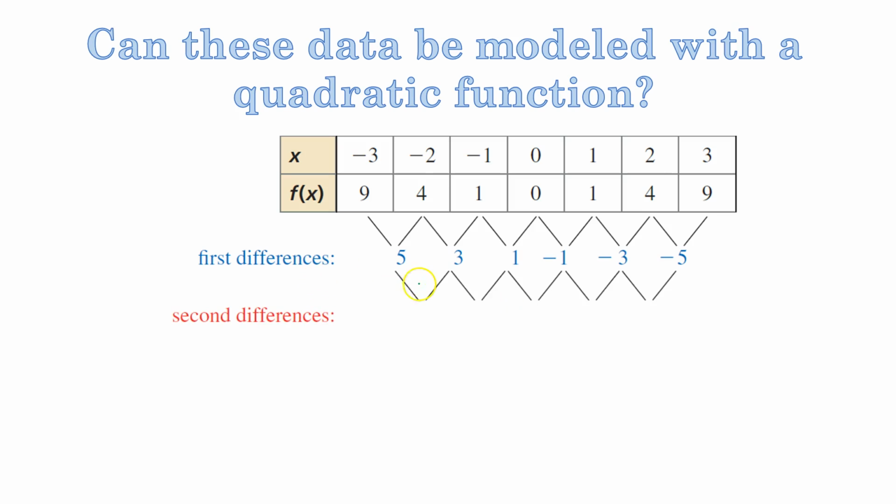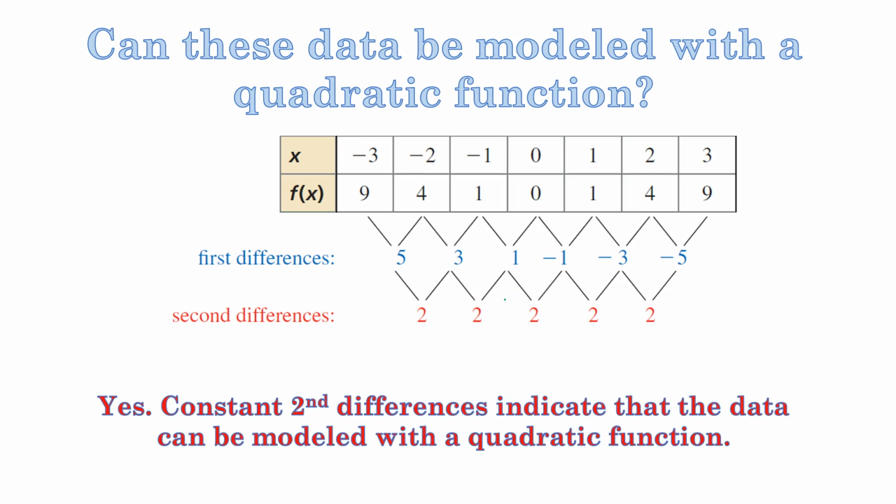Second differences. 5 minus 3 is 2. 3 minus 1 is 2. 1 minus negative 1 is 1 plus 1, 2. Negative 1 plus 3, 2. Negative 3 plus 5, 2. So we've got constant second differences. So that indicates that this data can be modeled with a quadratic function.